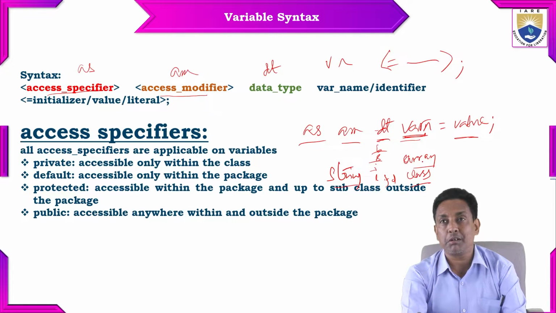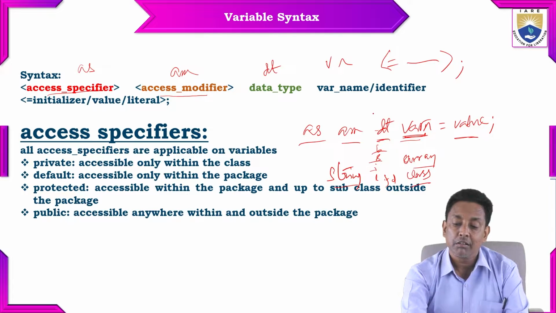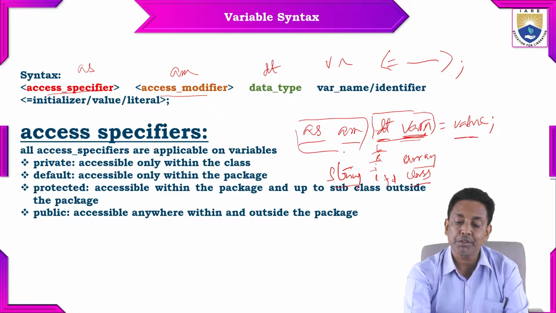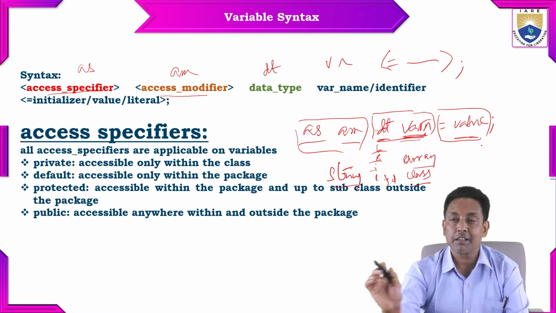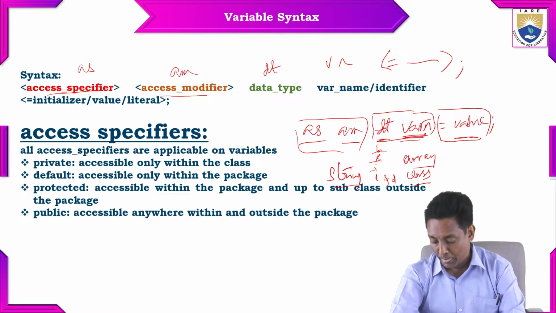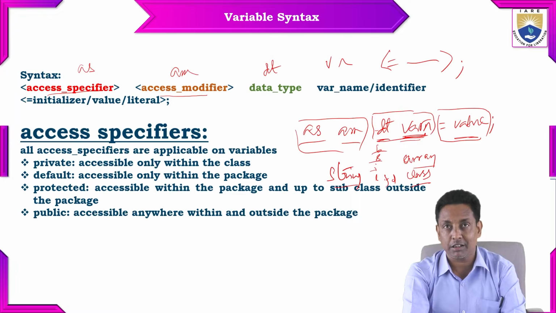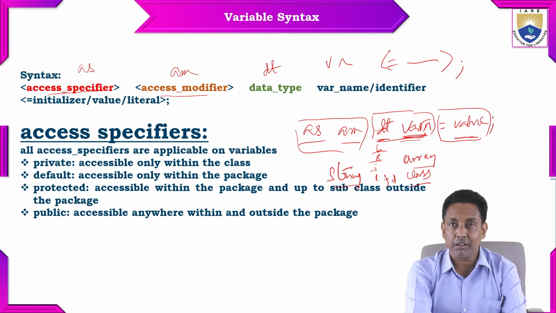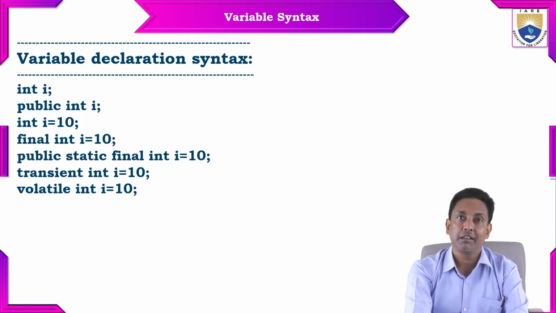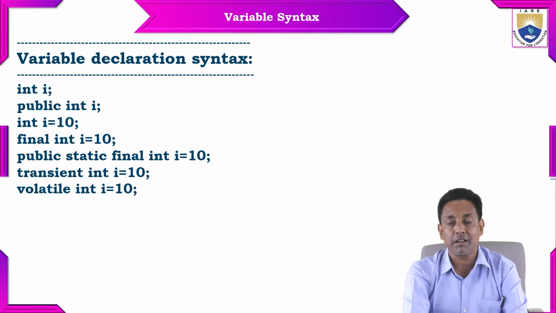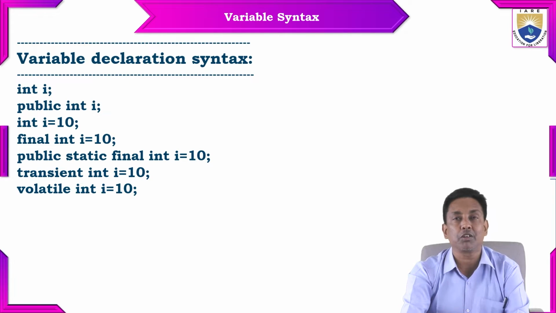Which part of the variable declaration is mandatory? Only the data type and variable name are compulsory. Access specifier is optional, access modifier is optional, and assigning an initial value is also optional. In the previous slide, I kept the heading as variable declaration syntax, which was the actual part. But in the middle of preparing this slide, for example's sake, I mentioned the list of possible uses of variable declaration here.